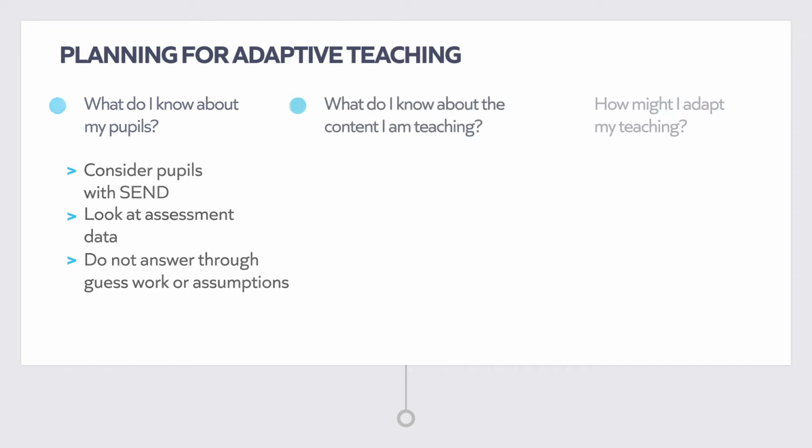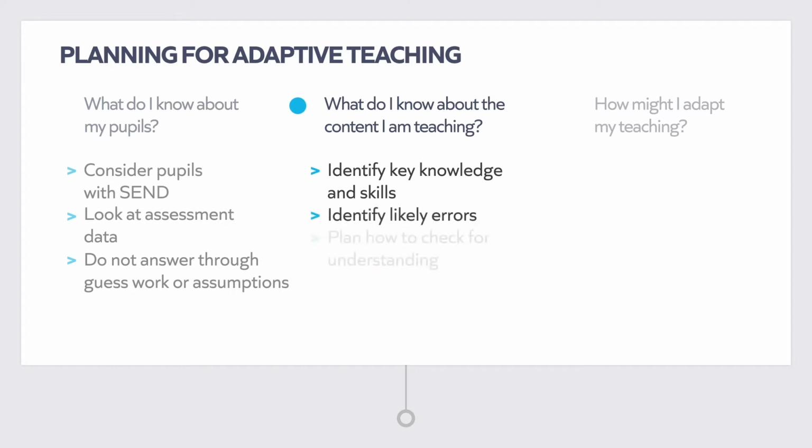To answer the question, what do I know about the content I am teaching, teachers can identify the key knowledge and skills that they want their pupils to get right, where their pupils might go wrong, and how they will check pupil understanding during the lesson. It's a good idea to ask a colleague who's taught the content before about common misconceptions. As teachers get to know their subject and pupils, they will be able to make better predictions about specific content that some pupils may need support with.